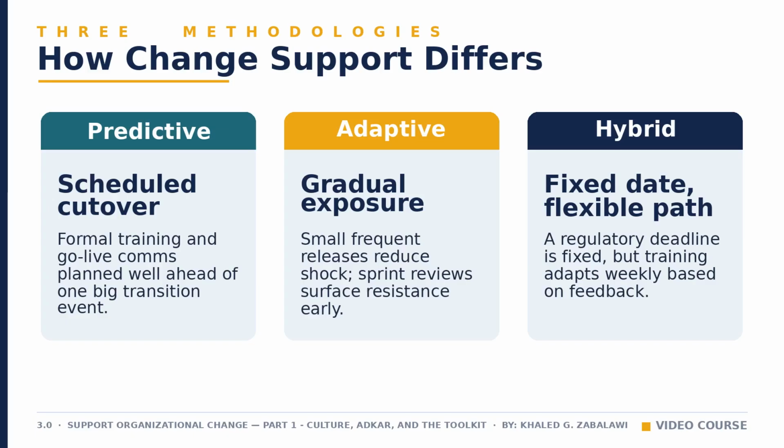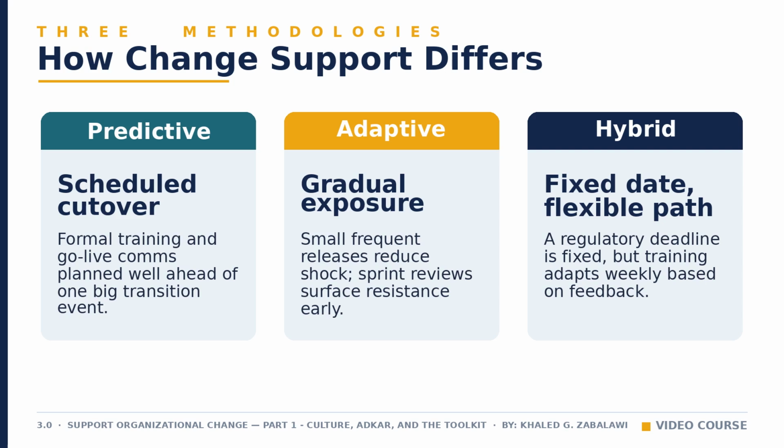Supporting change looks different depending on how you deliver. In predictive work, change is a distinct work stream running alongside the technical plan. You schedule formal training and go-live communications well ahead of one major cutover. When a government IT project faces a leadership change midway, the project manager formally reassesses the new leader's expectations and updates the plan through change control. In adaptive work, change arrives gradually.